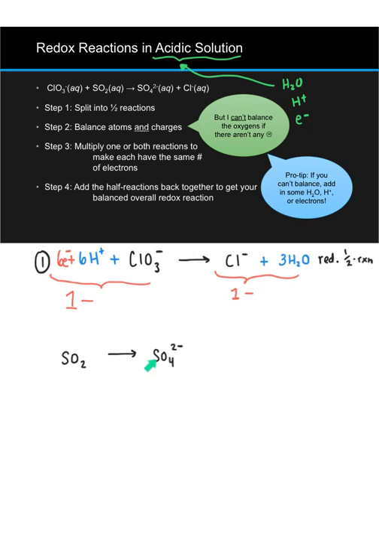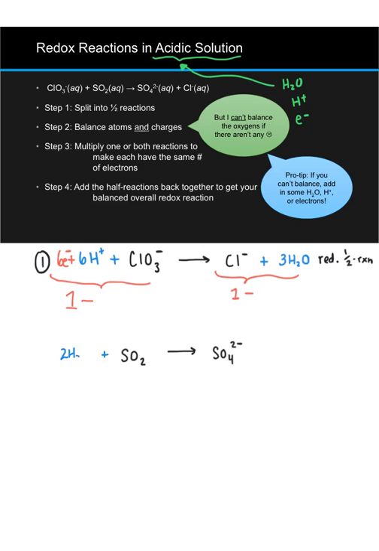We have 1 sulfur on both sides. Sulfur is balanced. But on the left-hand side, we have 2 oxygens, whereas on the right, we have 4. There's no way for us to use coefficients in front of the existing substances to balance oxygens without throwing sulfur out of balance. The best we can do is add a new substance on one side that contains oxygen. And in an acidic solution, a substance that contains oxygen is water.